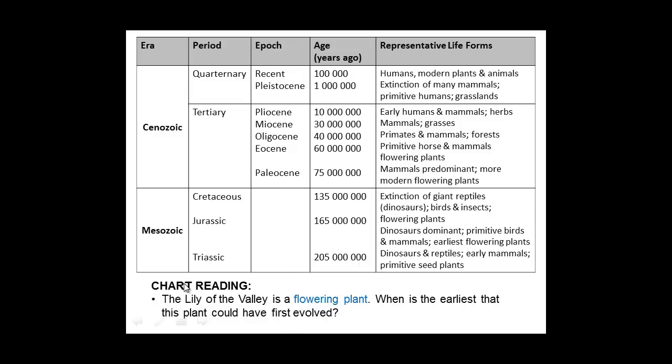And the question about reading these charts is, lily of the valley is a flowering plant. When is the earliest this plant could have evolved? And if you look down through here, we have very earliest flowering plants. I'm thinking it probably is down there, except this is a little bit more evolved than that one. So we're going to put flowering plants here in the middle, and we would say that's around 165 million years ago, because this is now in years, so that number is very, very large, lots of zeros.